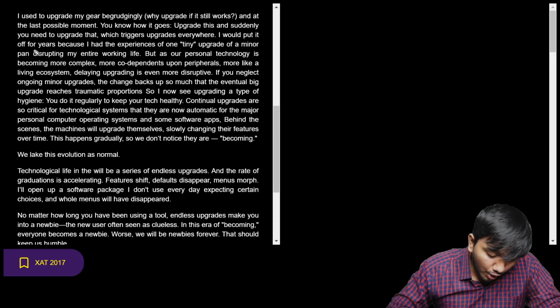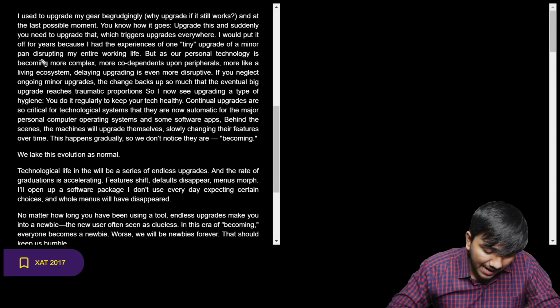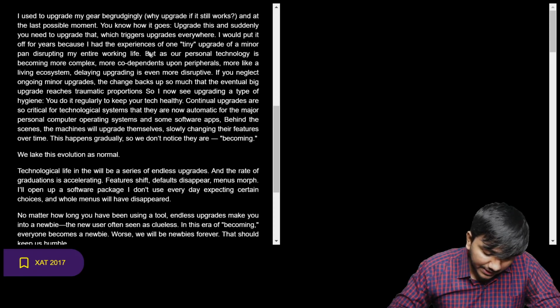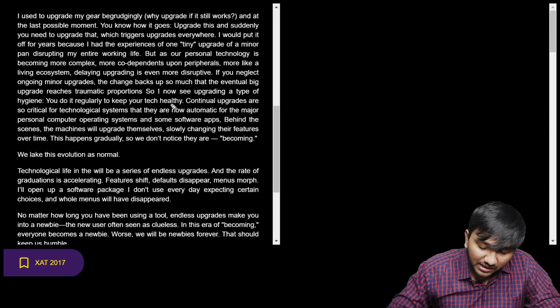I would put it off for years because I had the experience of one tiny upgrade of a minor part disrupting my entire working life. But as our personal technology is becoming more complex, more codependent upon peripherals, more like a living ecosystem, delaying upgrading is even more disruptive. If you neglect ongoing minor upgrades, the change backs up so much that the eventual big upgrade reaches traumatic proportions. So I now see upgrading as a type of hygiene. You do it regularly to keep your tech healthy.